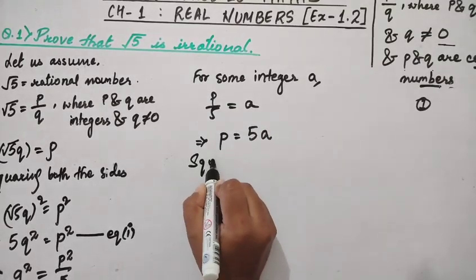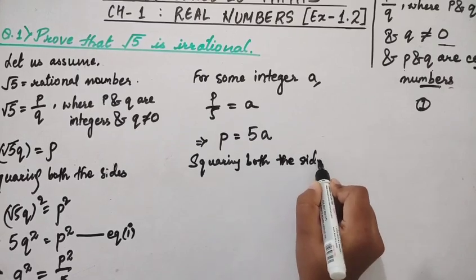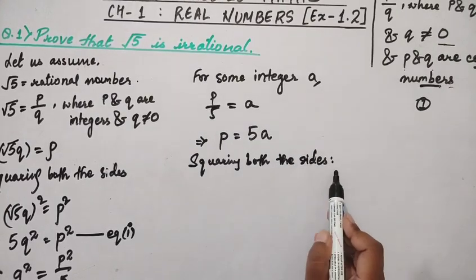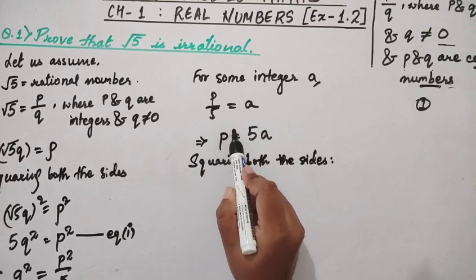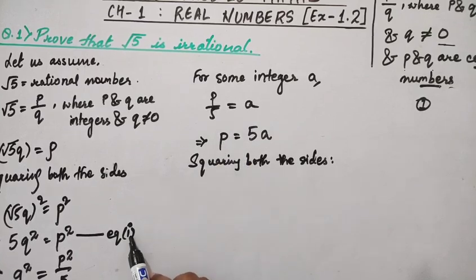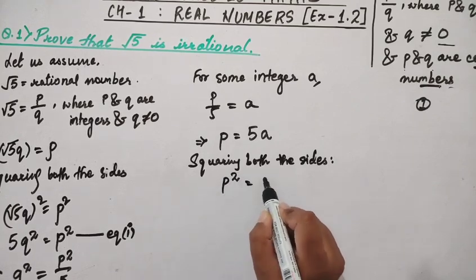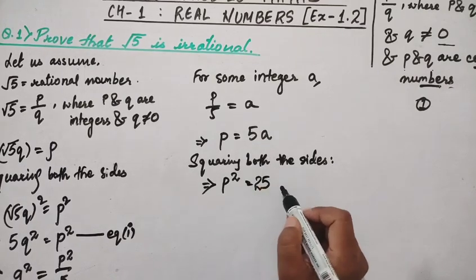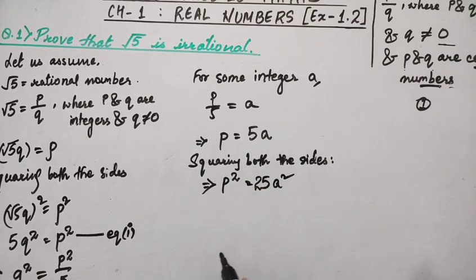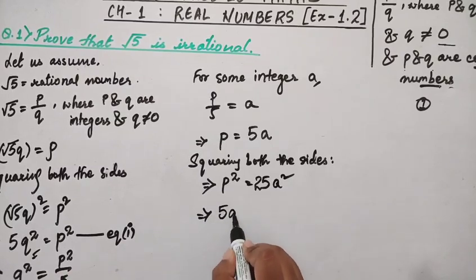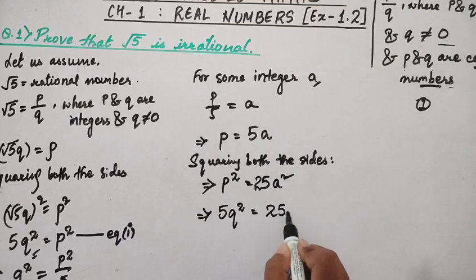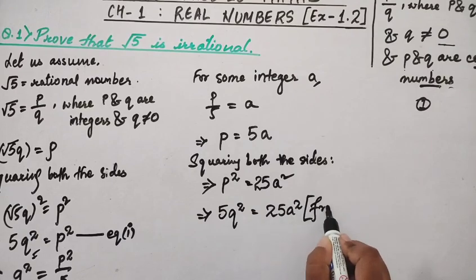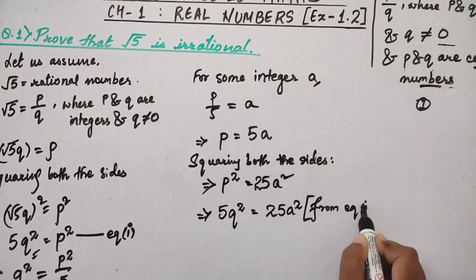Squaring both the sides. Now why are we squaring both the sides? To get p square, so that we could replace p square with its value from equation 1. Here we get p square equals 25, 5 into 5, 25, into a square. Now what is p square? It is 5q square from equation 1. So 5q square equals 25a square. We can write it from equation 1.